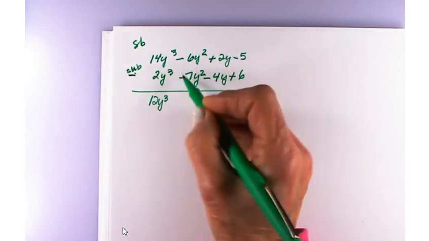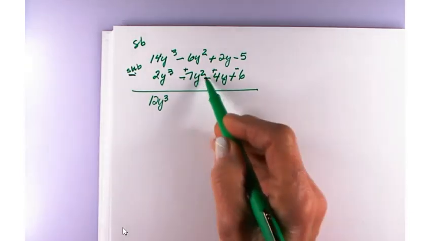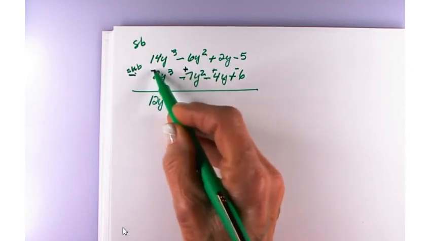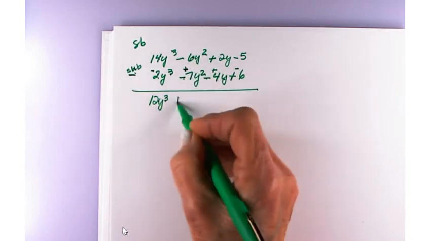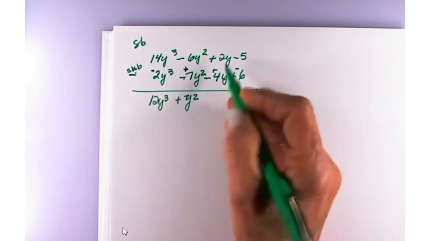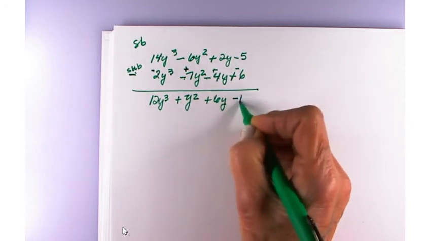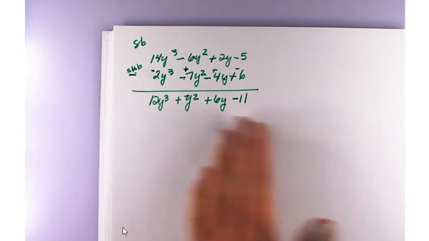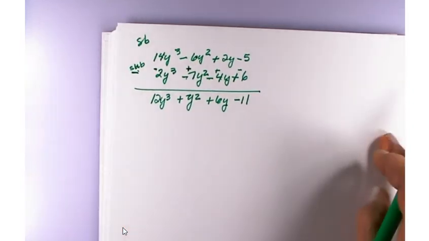I probably am more the type to go through. I don't change these signs. I raise them up, and then I add. 14 minus 2 is 12. Minus 6 plus 7 is 1y squared. 2 plus 4 is 6y. Minus 5 minus 6 is negative 11. I have that. The other option is you can always keep things horizontal. I am not a fan of horizontal because you end up with a big stream of numbers going across.